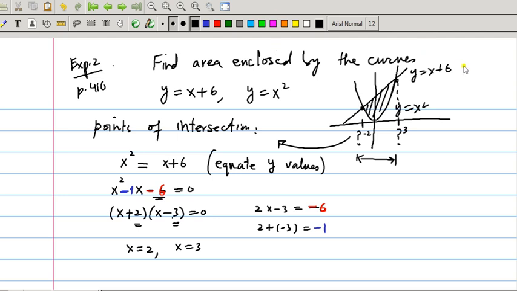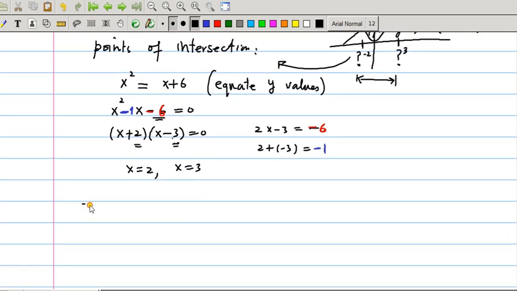So I got the limits now. So what is the top curve? Top curve is x plus 6, right? And this is the bottom curve. So top minus bottom, I will have the area. So therefore, the area enclosed by the curves will be from 2 to 3.